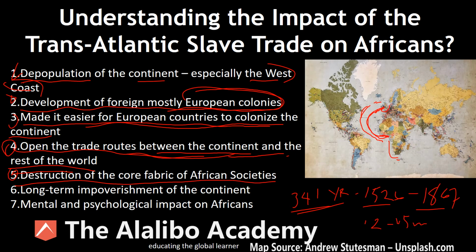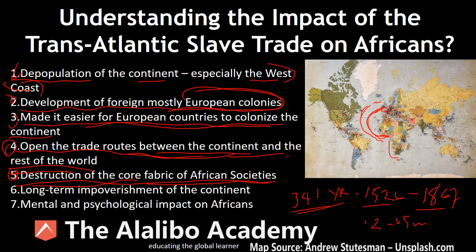Now, number 5, the destruction of the core fabric of African societies. This is perhaps the most important impact of the slave trade. Why is that? Because it destroyed African culture, destroyed African tradition, destroyed their customs, right? And imposed foreign languages on the continent. The slave trade really impacted African society in terms of tearing communities apart, tearing families apart.